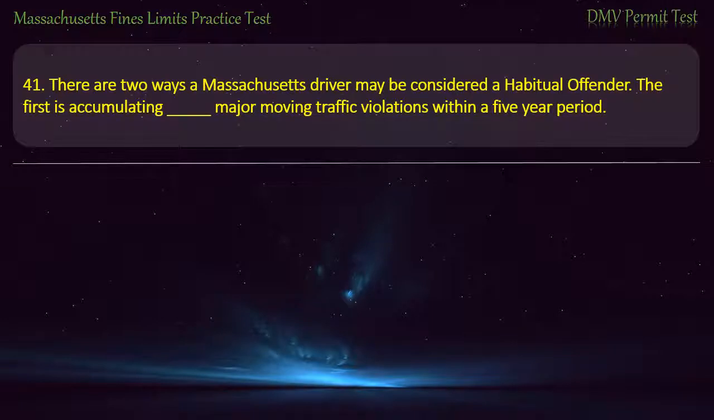Question 41. There are two ways a Massachusetts driver may be considered a habitual offender. The first is accumulating major moving traffic violations within a 5-year period. 4, 2, 5, 3. Answer: 3.